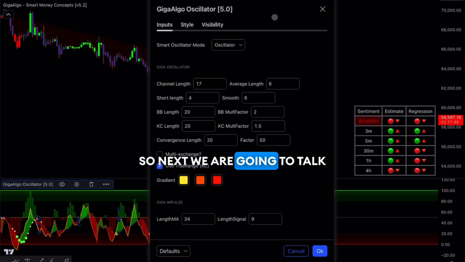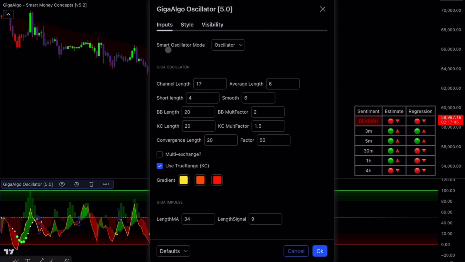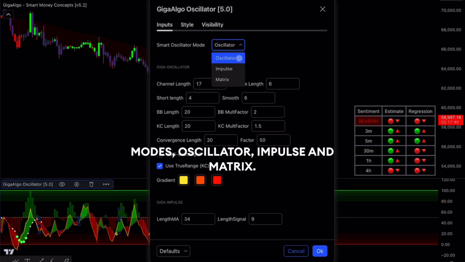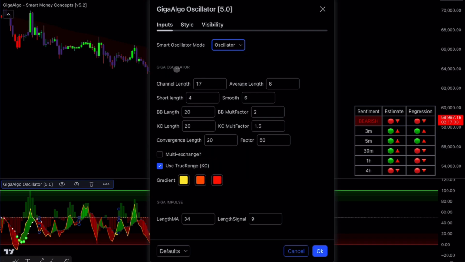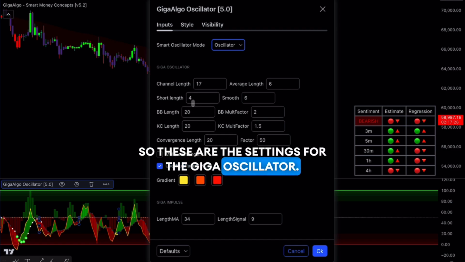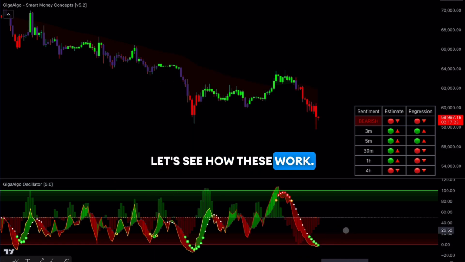So next we are going to talk about the Giga Algo oscillator. We have three smart oscillator modes: oscillator, impulse, and matrix. In this video, we are going to talk about the oscillator mode. Set to oscillator, these are the settings for the Giga oscillator. Let's see how these work.